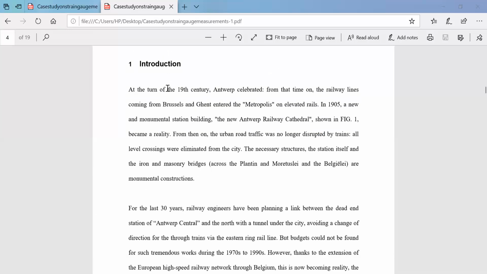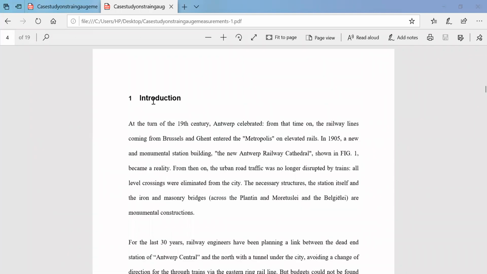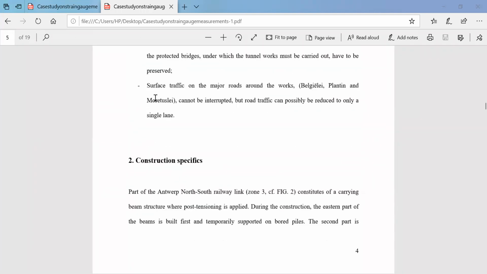So usually the introduction tells you why it is important to identify the strain measurement across the beams, right? It tells you what protocols and procedures are being followed by various construction companies to measure the strain. So it is basically a literature survey of the methods they have followed to measure the strain across the beams, or across the tunnel related to railway projects. These are the various literature survey parts they have covered.